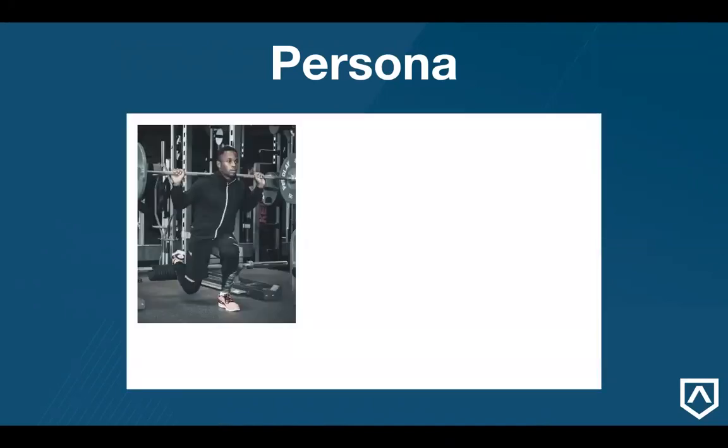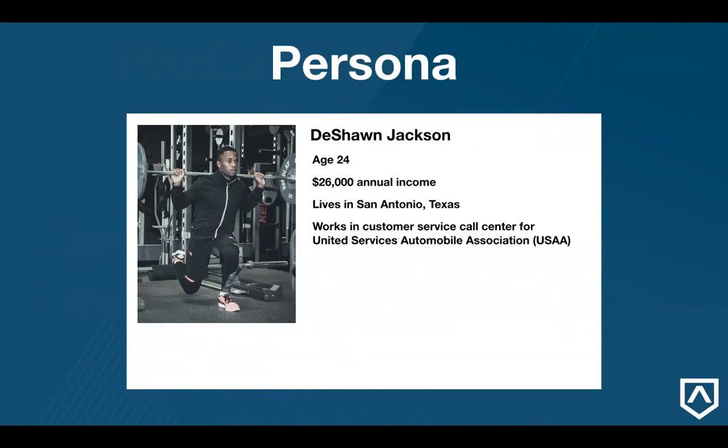So what does a persona look like? I usually like to grab a photograph of somebody, ideally not a stock photo that looks very posed, but something that captures the essence of who this person might be. So we might give this person a name, Deshaun Jackson, age 24, within that range of our aggregated data, $26,000 annual income, pretty close to the aggregated average, who lives in San Antonio, Texas, just pulling a highly populated city out of the region where these people are from, works in a customer service call center for United Services Automobile Association. That's just taking a quite likely possibility for a high employer in that city of that age and demographic.